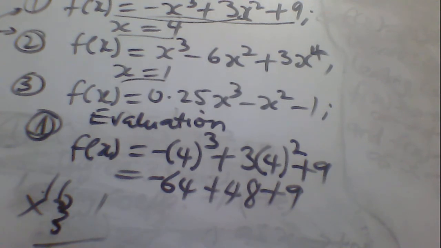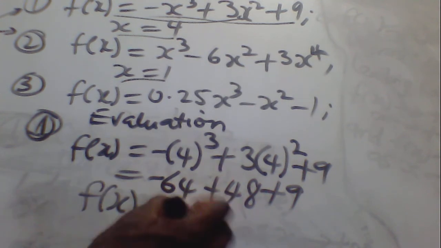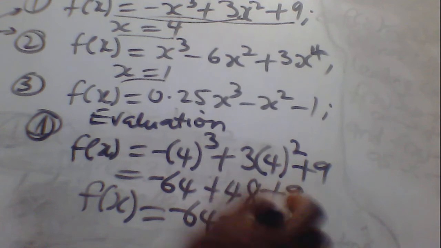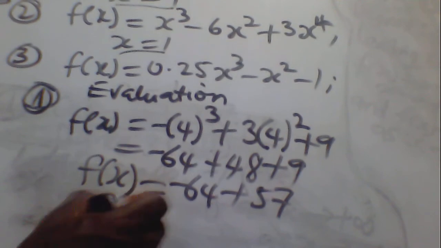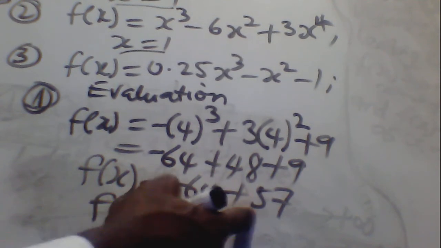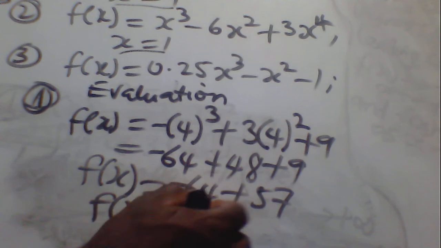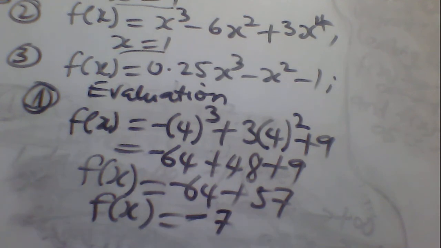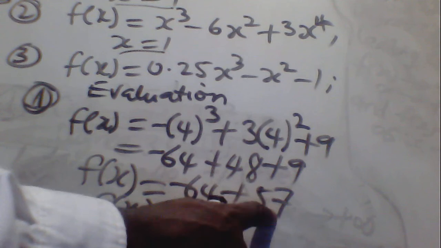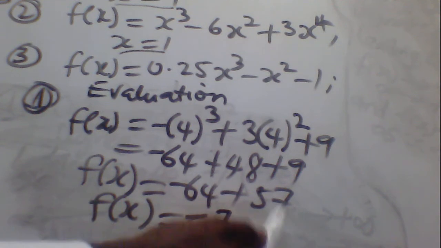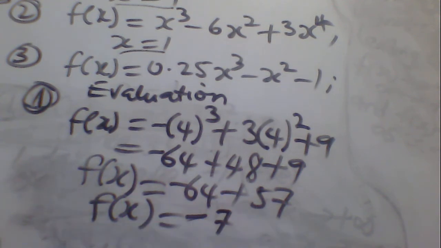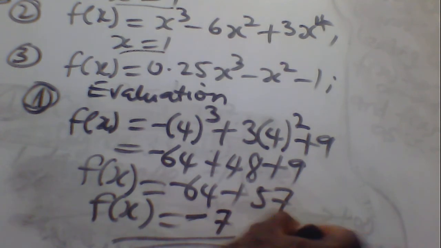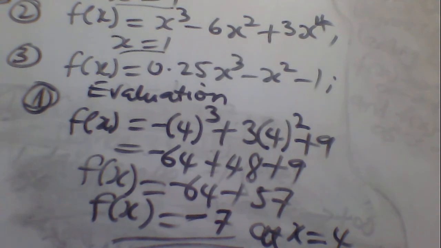So you cannot add the terms. So f of x is equal to minus 64 plus 57. So what do you have? F of x is equal to 57 minus 64, which will give us minus 7. Is it not? If you add 7 here, 57 plus 7 will give us 4, carry 1. 5 plus 1 will give us 6. So f of s is equal to minus 7 at s equals to 4. So this is my first evaluation.